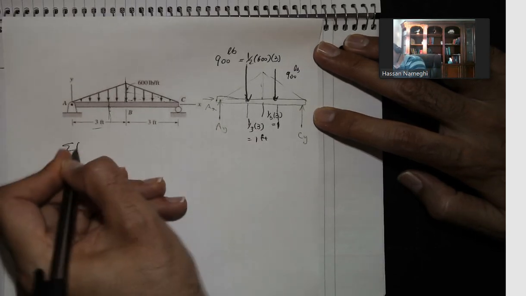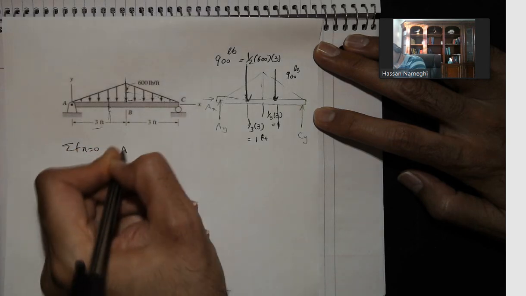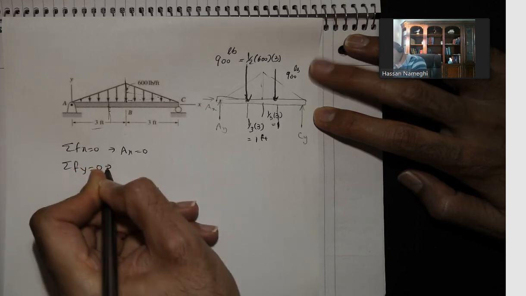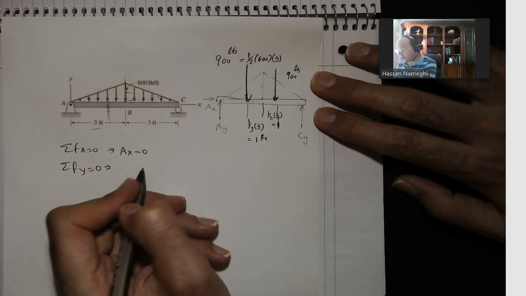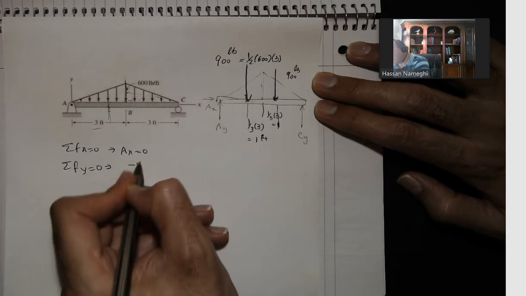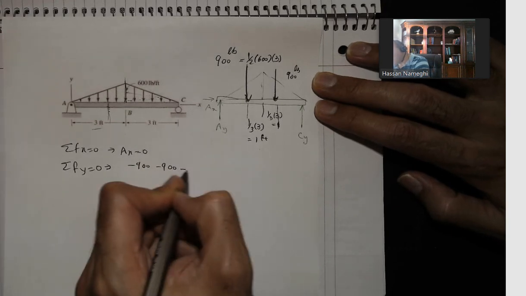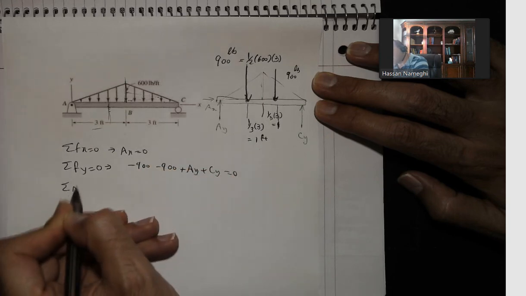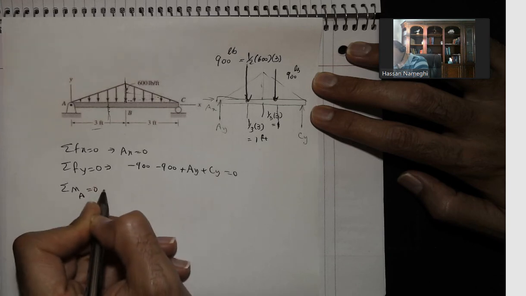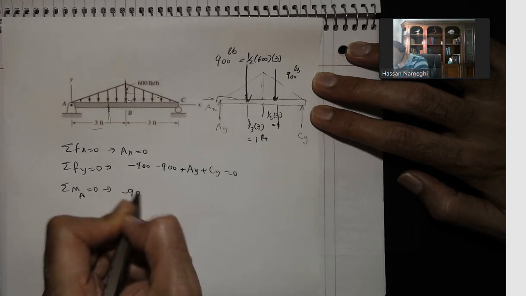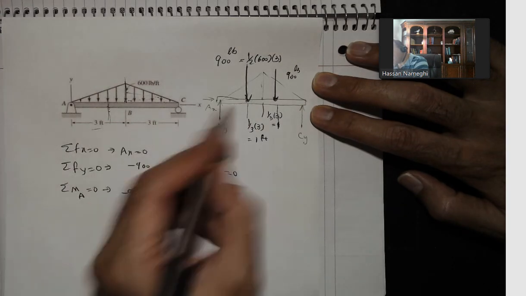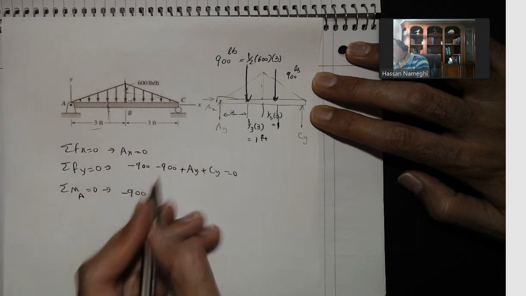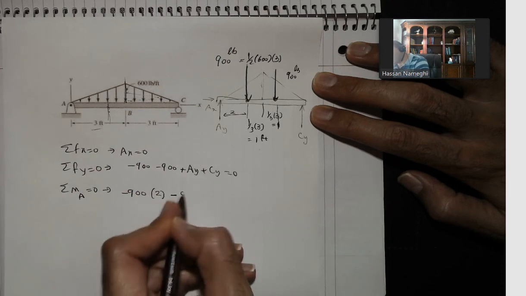So I'm going to say sum of Fx equals 0. From here, I'm going to get AX is 0. Sum of Fy equals 0. From here, on the y, I have two 900s, minus 900 minus 900 plus AY plus CY equals 0. And then sum of moments about point A is equal to 0. Then I have a 900, which is clockwise, times 2. This distance is 2, by the way, because the other distance was 1, right? So times 2, minus another 900.